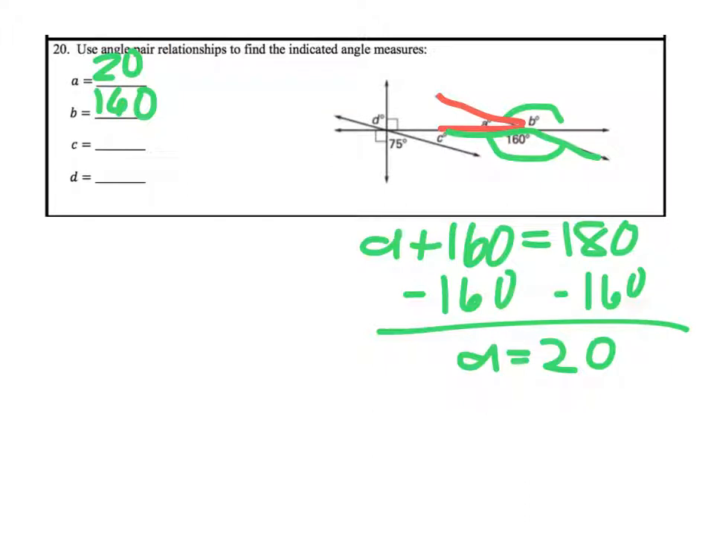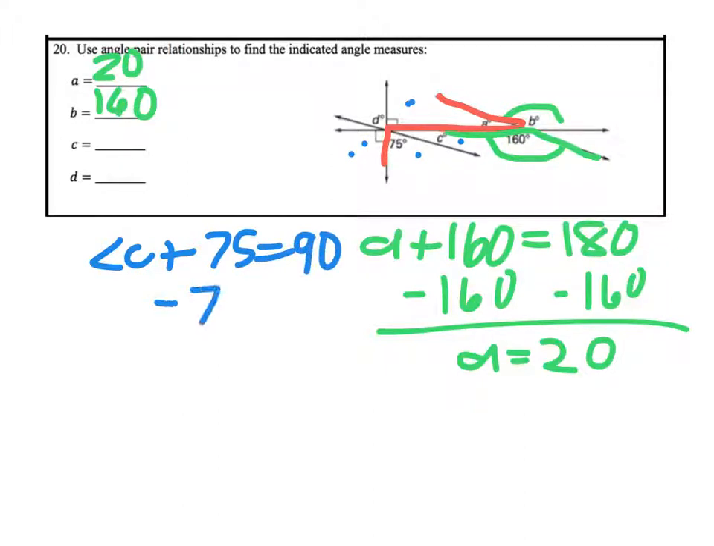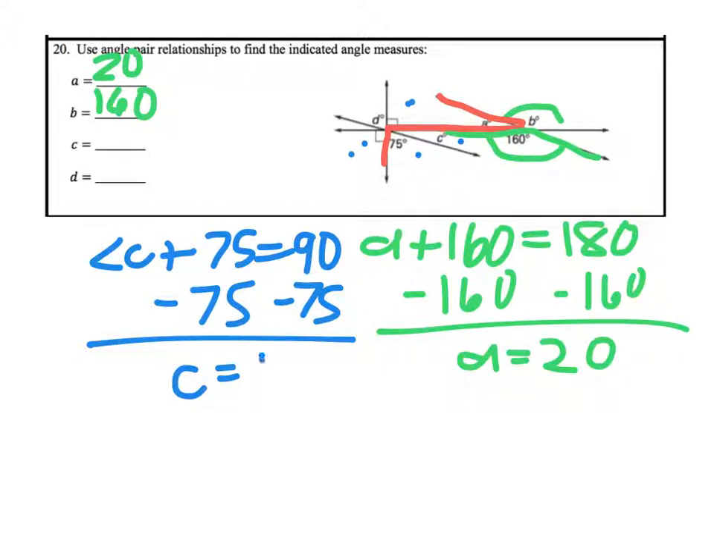We're going to go over and look at C. Now C forms a right angle, and I know that because we have two right angles here. So C and 75 equal 90. Angle C plus 75 equals 90. We can subtract 75 from both sides. When we do that, we get C equals 90 minus 75, which is 15. And that will be our angle measure for C.